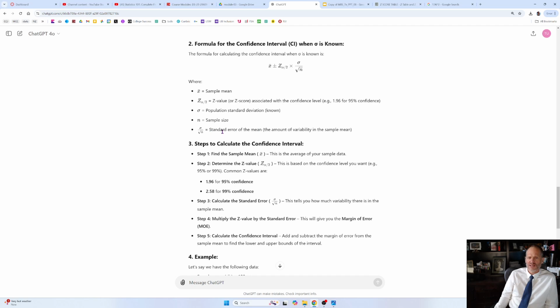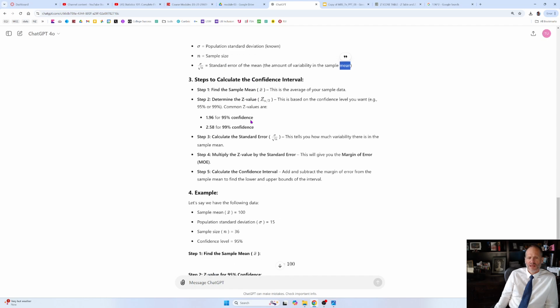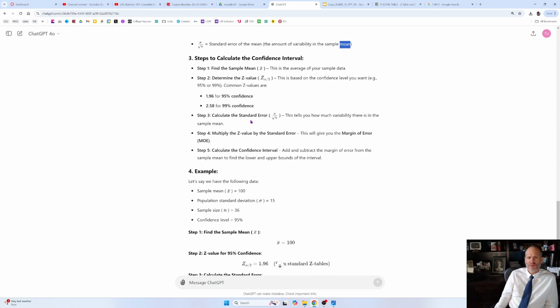It's the standard error of the mean, right? The amount of variability in the sample mean. Yeah, the sample mean. So it's the standard error, or the standard deviation of the sample mean. I don't know why you're dividing by the square root of n on that one. Higher level than my pay grade.